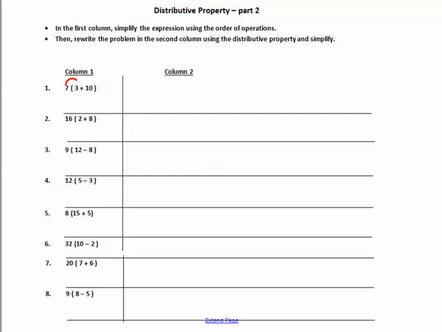So it would go 7 times 3. And you can put this little dot as a multiplication sign, because in algebra, that's what that little dot means. If you want to put an X, a multiplication sign, that's fine. But you will see me do this quite a bit. Plus, and then 7 times 10. Okay? So that comes out to be 21 plus 70, which equals 91.